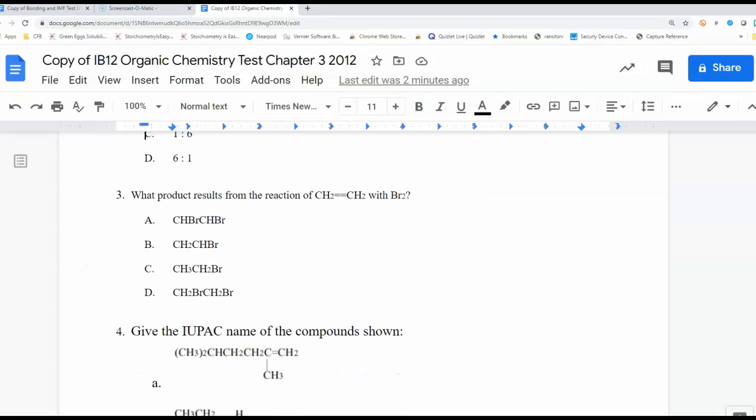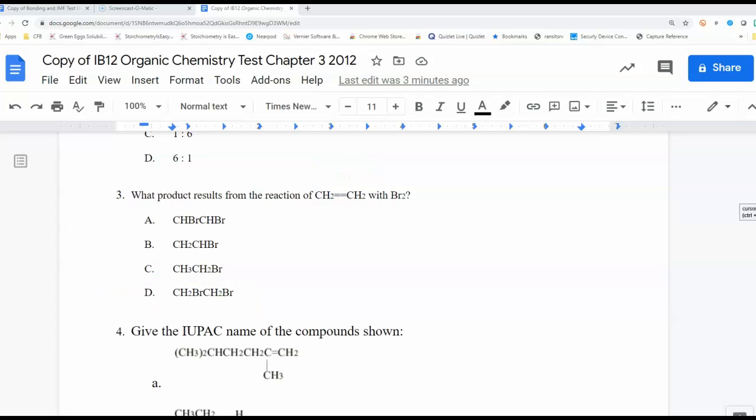What product results for the reaction of CH2 double bonded to CH2 with Br2? And so you're not going to lose any hydrogens, but you needed to make sure that your Brs both end up on here. So D was your correct answer here, because you're going to break this double bond here, and you're going to end up with 1 space each for the Br to attach itself, just like that.